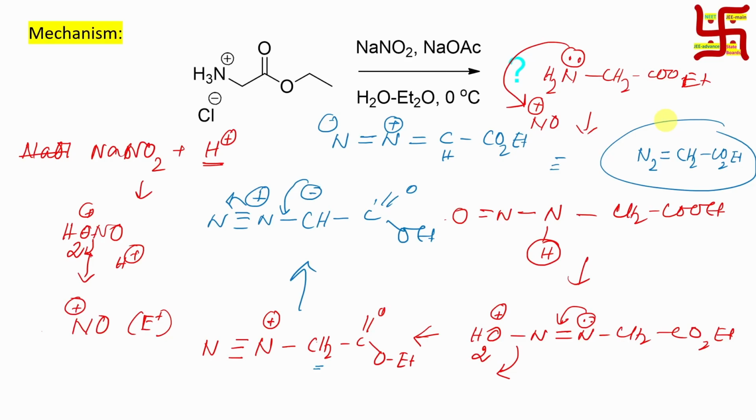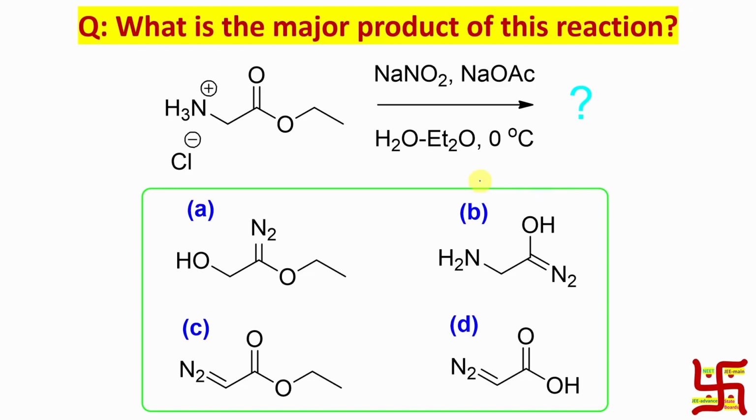I know it's a little lengthy mechanism, and remember this diazo compound could be stabilized because the reaction temperature is 0 degree. So the decomposition tendency of this diazonium salt, I mean diazo derivative, to corresponding nitrogen and carbene will be less. So under this condition, 0 degree centigrade, water and ether solvent combination, the product is, student, obviously option C.